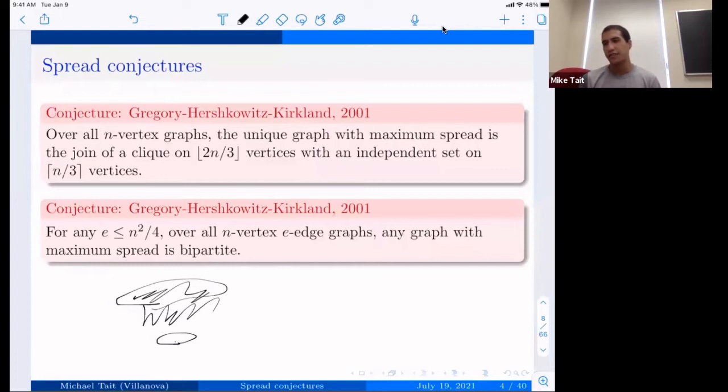Okay, so they made this first conjecture, the spread conjecture, and they made an additional conjecture, the second one, which I'll call the bipartite spread conjecture. This says that if I fix the number of edges in my graph, and this number of edges is less than n²/4, then the graph that maximizes spread over all graphs with that many edges should be bipartite. This quantity is an amount of edges where you can have a bipartite graph.